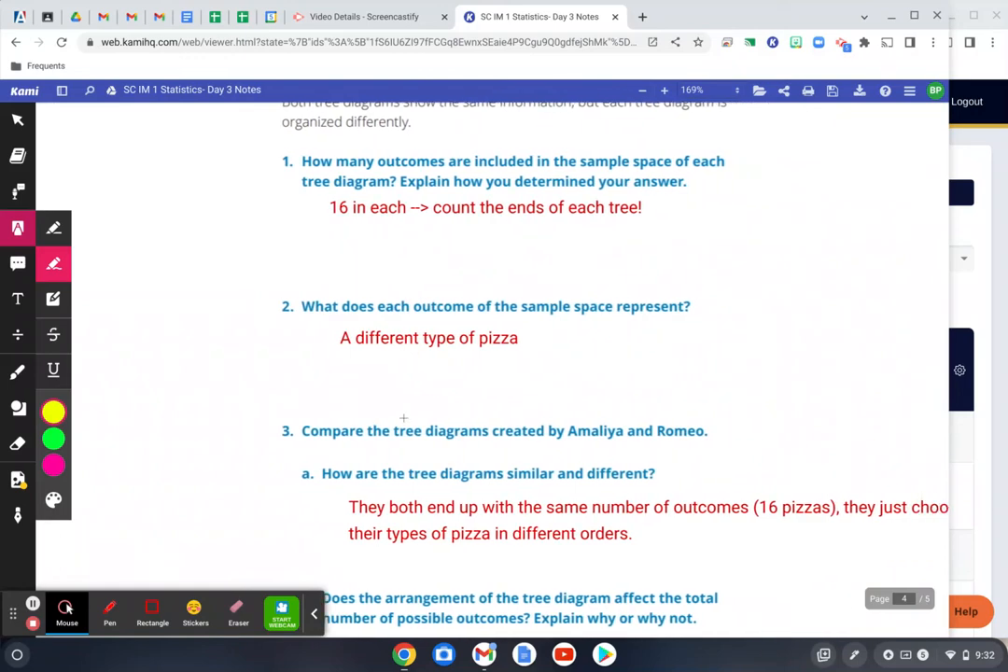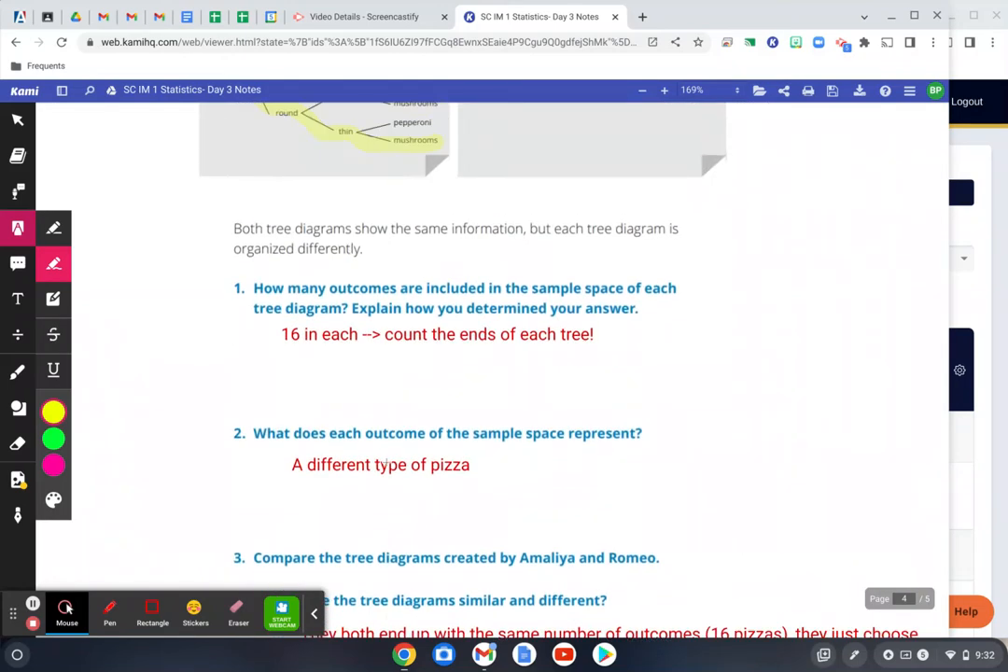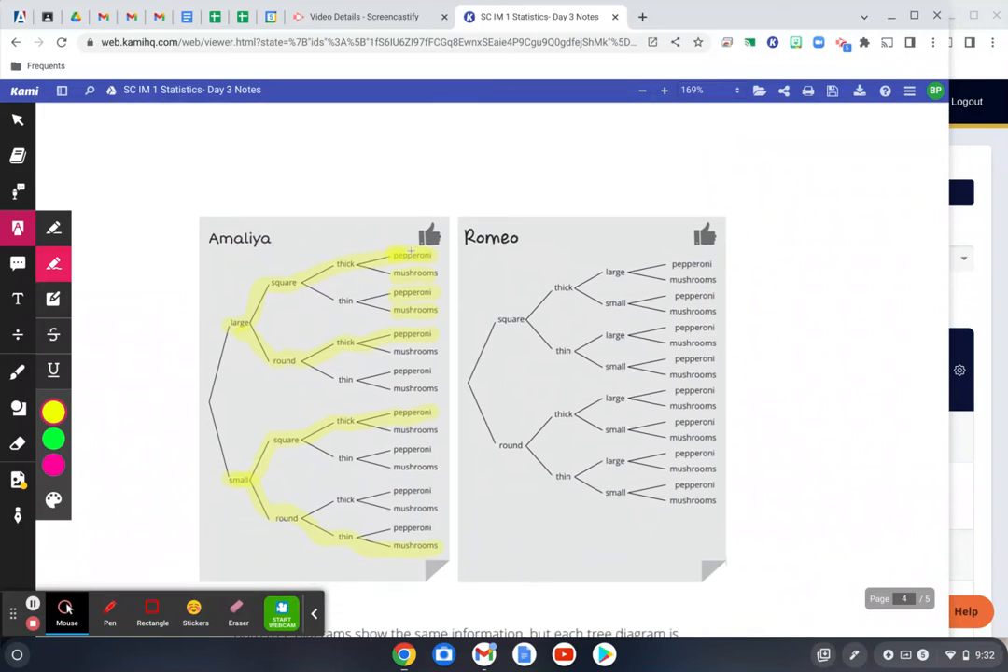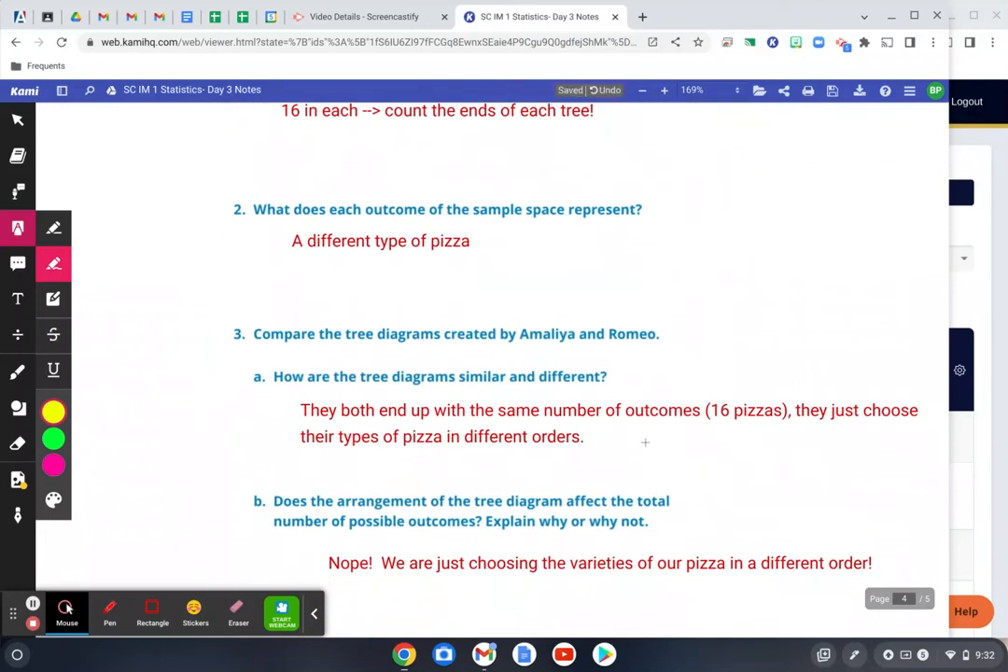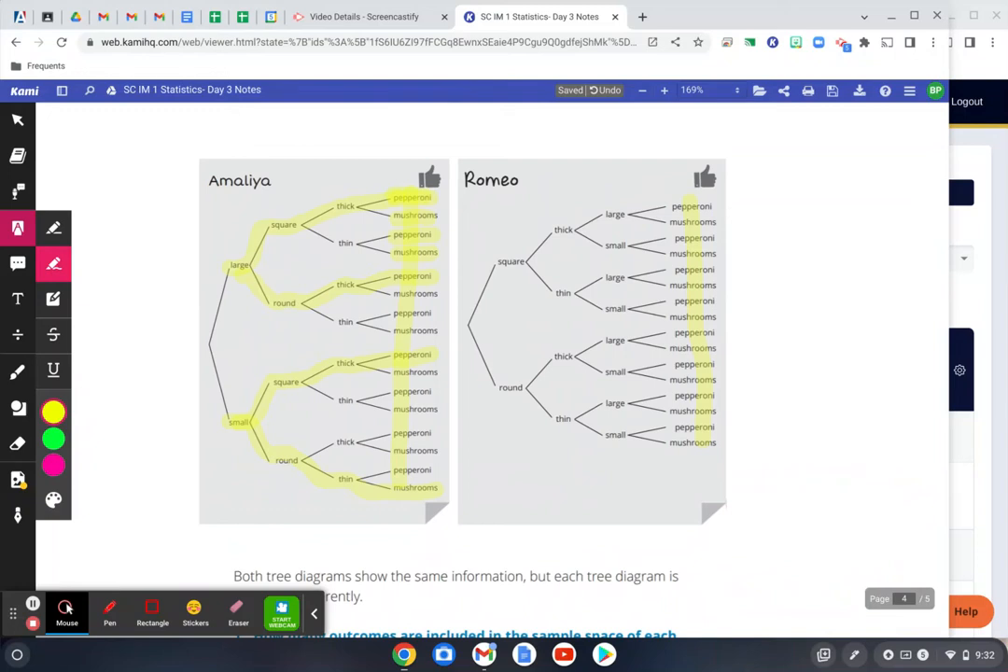Now, comparing the 2 tree diagrams created, how are they similar and how are they different? Well, they both end up with the same number of outcomes. If you count the ones along the side here, there's 16. And if you count Romeo's as well, there are also 16. How are they different? They basically answer the questions in a different order, right?